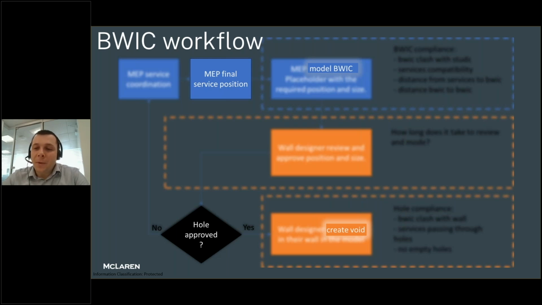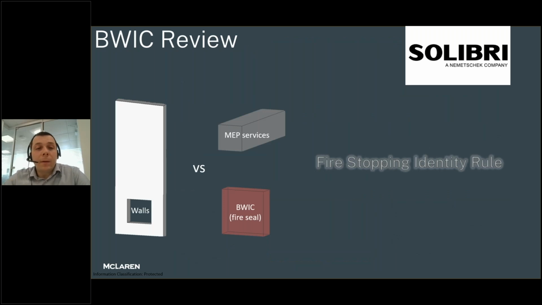A typical builders work process would have the steps like the MEP service engineer declares where the desired position of the hole is by placing the builders work placeholder. Position and size of the hole are getting approved, and then a void is being created by the respective wall or slab designer. And as lead appointed party, our role is to monitor the coordination process and to capture issues if there are any. So essentially, we have three separate elements. We have wall, we have MEP, and builder's work placeholder, and the fire stopping identity rule will be the perfect match, the perfect tool to utilize this. So just instead of using fire seals, we are using builder's work placeholders.